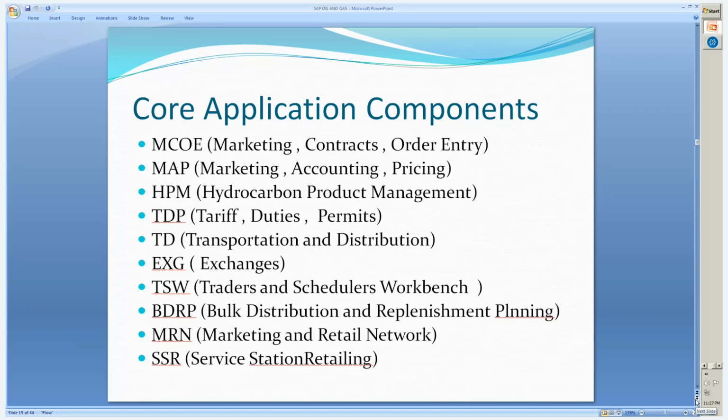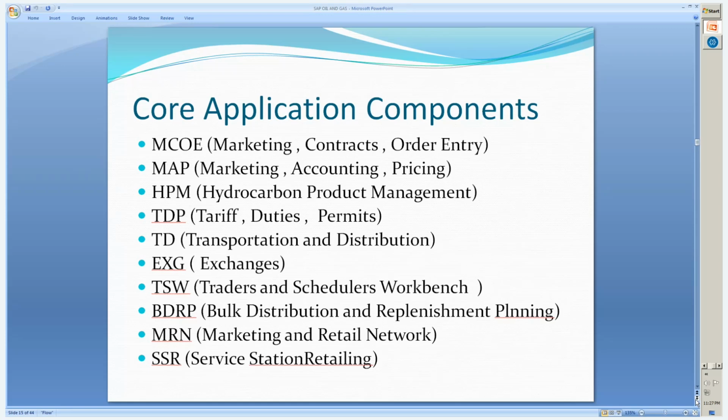First comes the MCOE, abbreviation for marketing, contracts, and order entry. Basically, it is a facility available within the oil and gas downstream to process orders. Order entry, quick order entry, to streamline the order processing much more quickly. There are certain enhancements given in the system which will make the order entry processing much faster, which is a requirement in the industry.